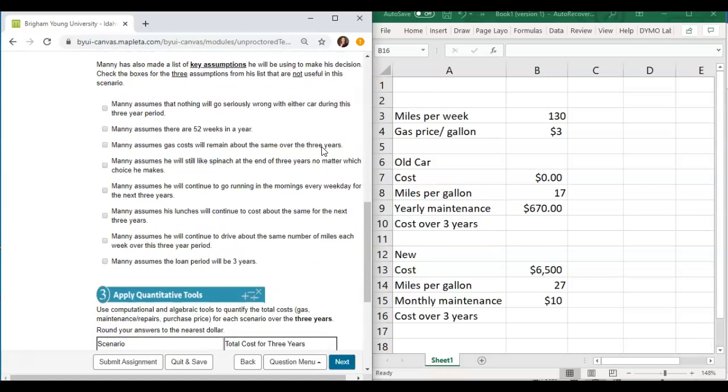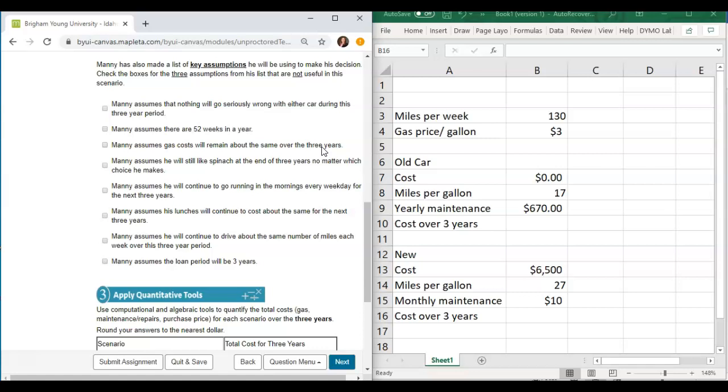Now we can move to the next one, key assumptions. Manny has also made a list of key assumptions he will be using to make his decision. Check the boxes for the 3 assumptions from his list that are not useful in this scenario. Manny assumes that nothing will go seriously wrong with either car during the 3-year period. That's a really key assumption because if something goes wrong with either of them, then this definitely affects what decision he would have made.